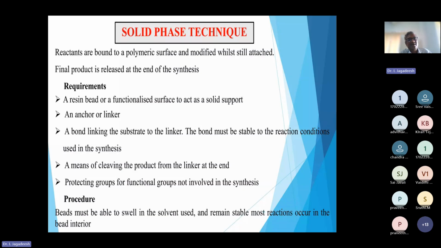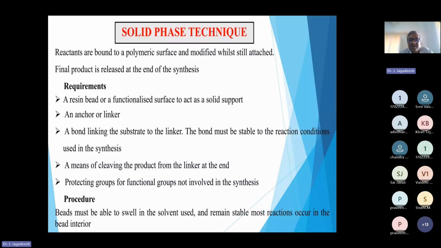So here what we use as the substrate is a resin bead. The resin bead is a functionalized surface, and it acts as a solid surface where it is going to anchor, or it will form a linker. The bond linking to the substrate is a linker, where we are going to have our catalysts or our required chemicals linked. The bond must be stable in this particular case. It should not be detached. Otherwise, we cannot make an immobilization.